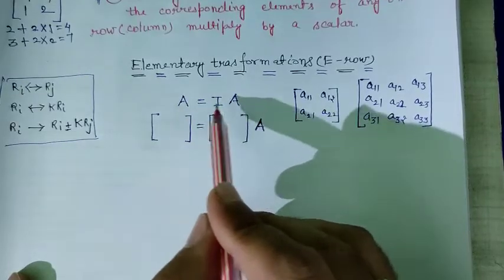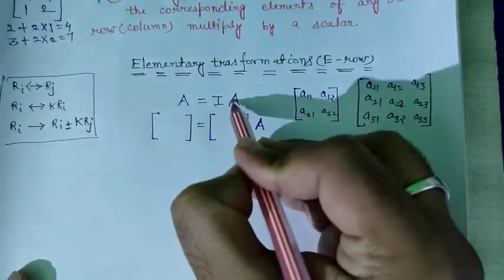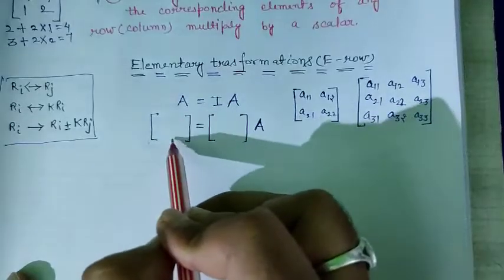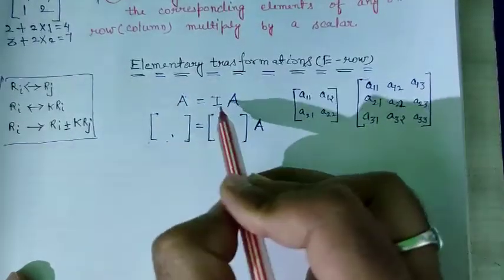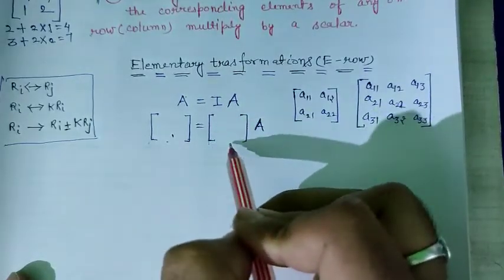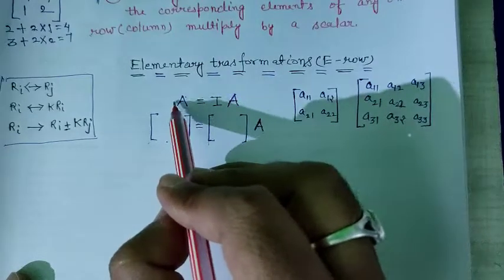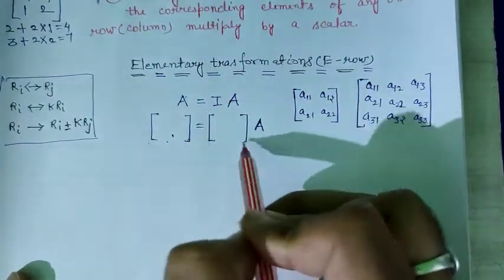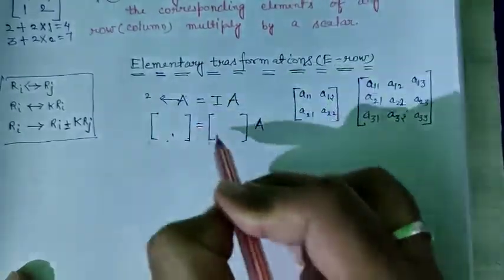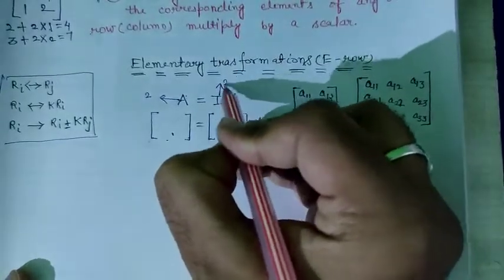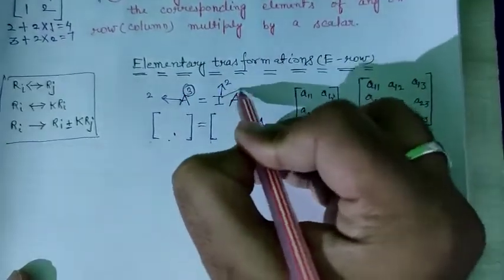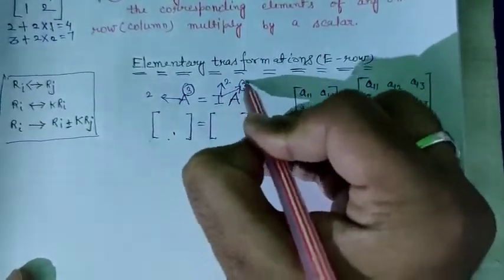We can write A equals IA, which we know by the property of matrices. In place of A we write the given matrix A, and we write the identity matrix. It depends upon which order they have given us. If A is of order 2, then we write I2, the order 2 identity matrix. If it is of order 3, then we write the order 3 identity matrix.